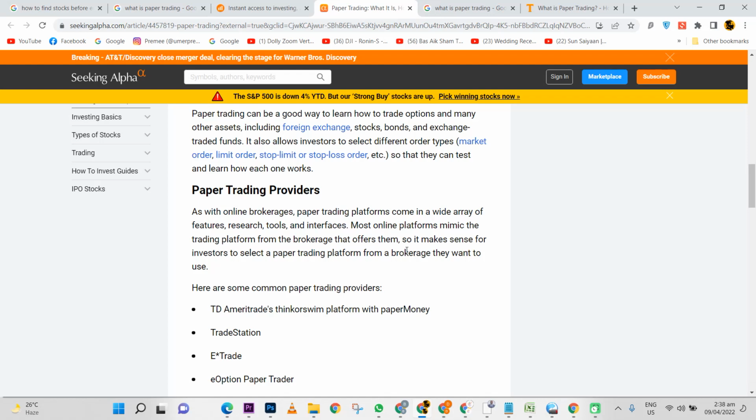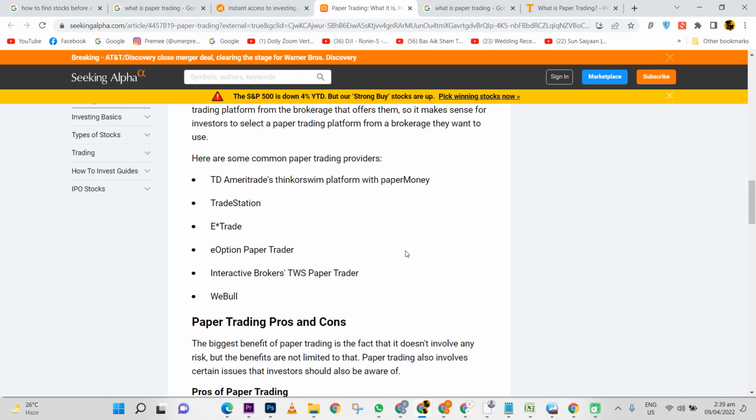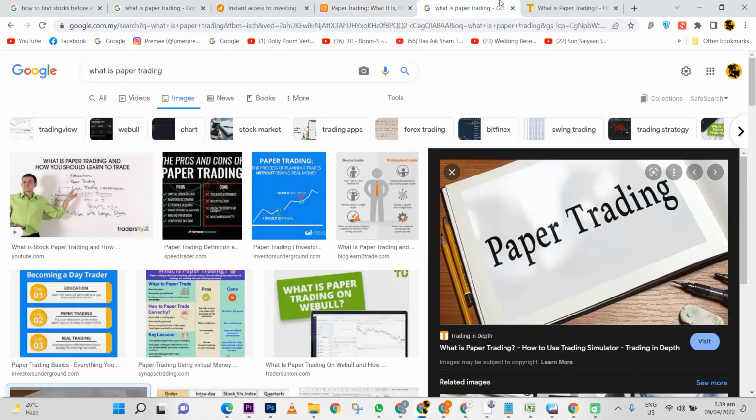Here are some common paper trading providers: TD Ameritrade's thinkorswim platform with paper money, TradeStation, E-Trade, E*Trade paper trade, Interactive Brokers TWS paper trade, Webull. So first is TradeStation and E-Trade, then Interactive Brokers TWS paper trade.